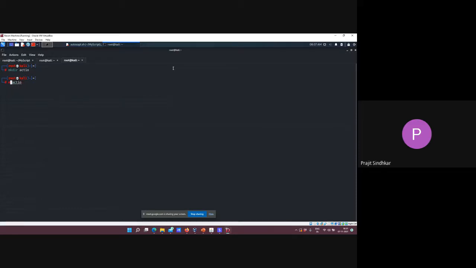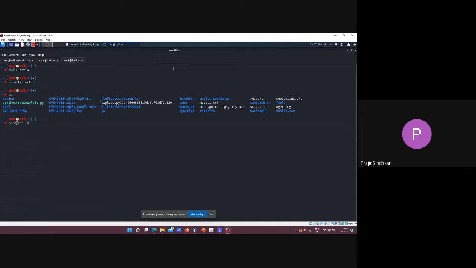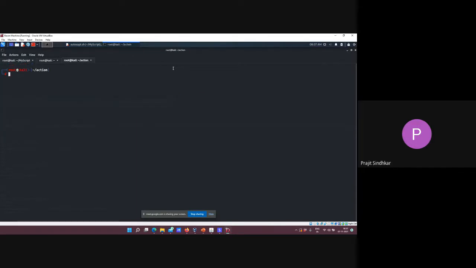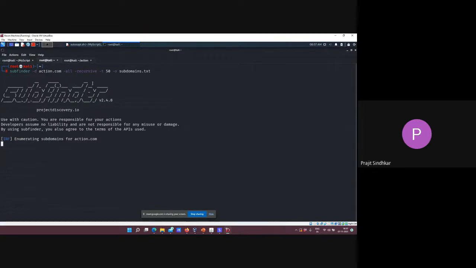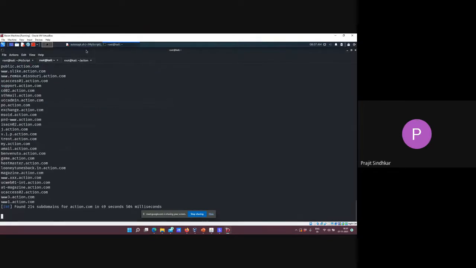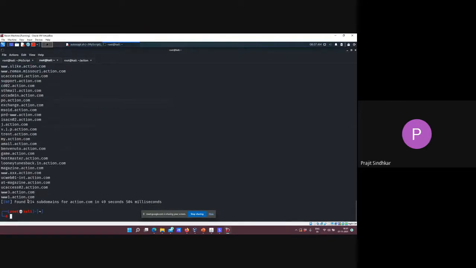I'll just make a directory so I will store all the content here. These are already started, so I will just move it later on. Now I have got 214 subdomains. This is from one source, so I will just move my subdomains.txt output file to this action folder.